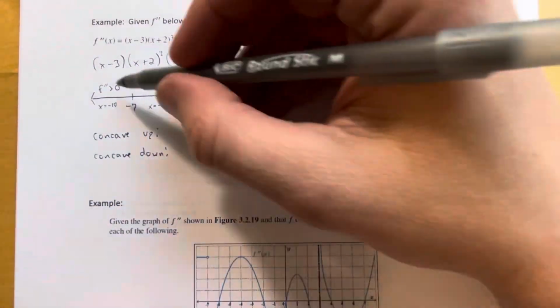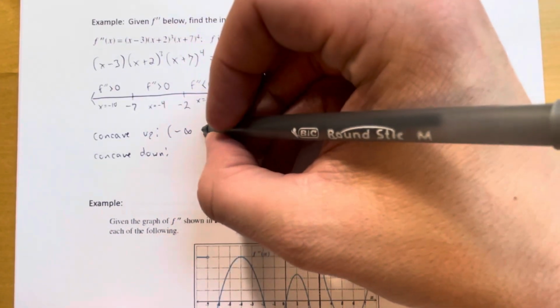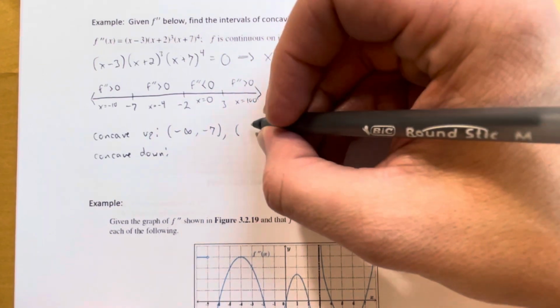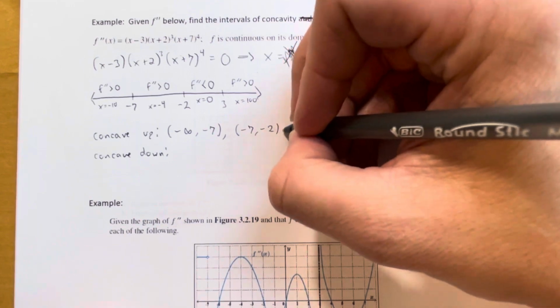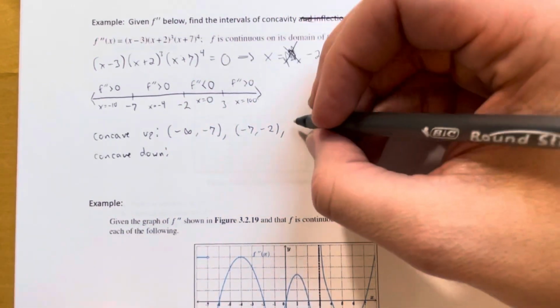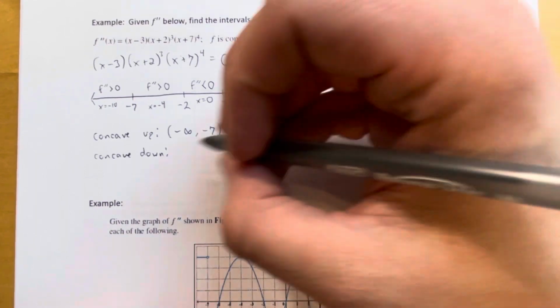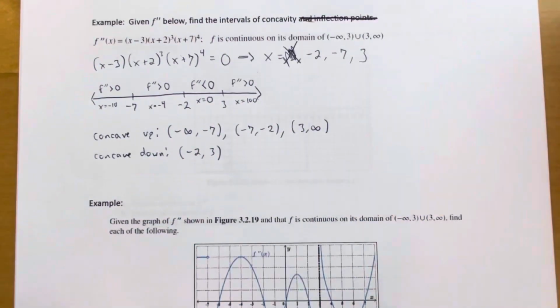Looks like I'm concave up on 3 intervals. So the first one is negative infinity to negative 7. And then from negative 7 to negative 2. We skip this one because we're negative there. And then 3 to infinity. Whereas we are only concave down on this interval from negative 2 to 3.